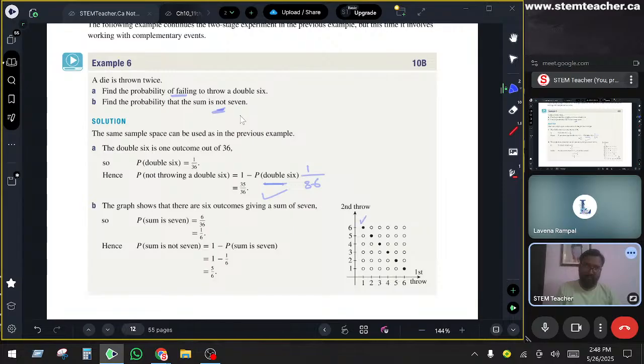1, 6, 2, 5, 3, 4, 4, 3, 5, 2, 6, 1. How many total points? 6 out of 36. It will be 1 over 6, which is the sum to get 7, but we should not get a 7, means 1 minus 1 upon 6, which is 5 by 6, your required answer.